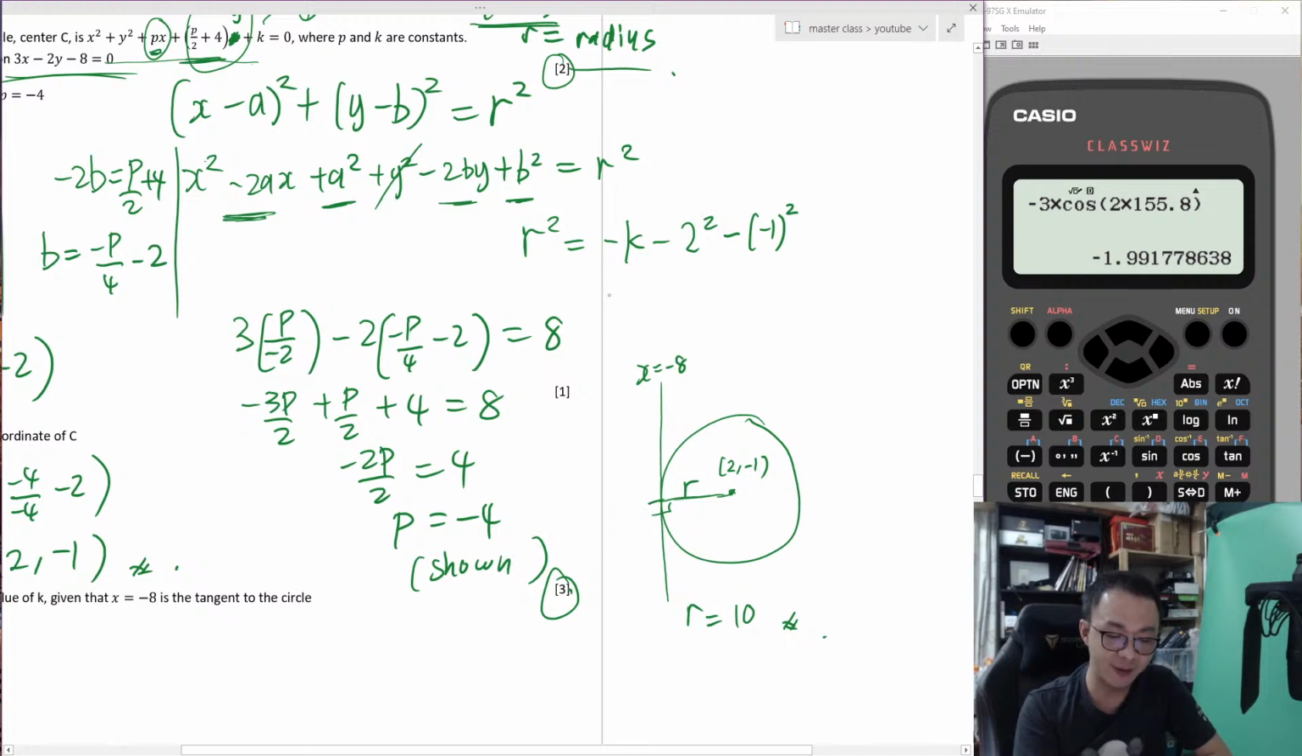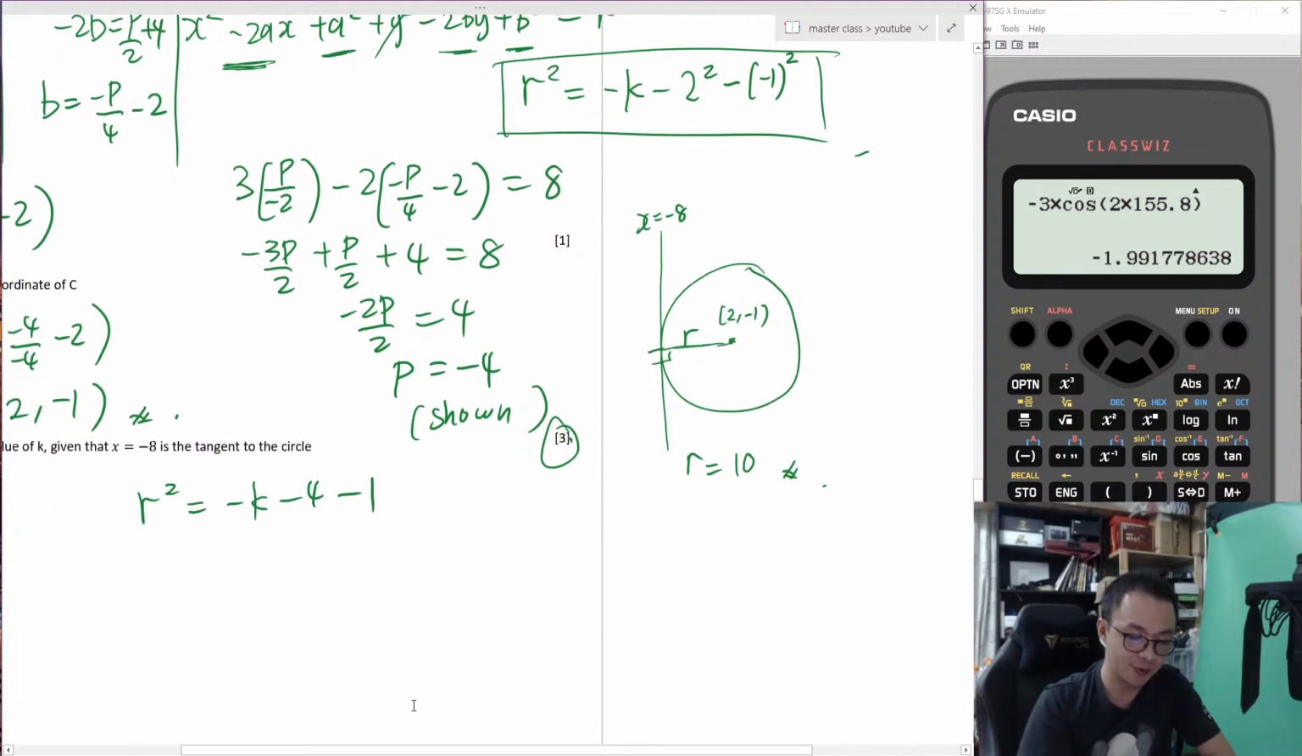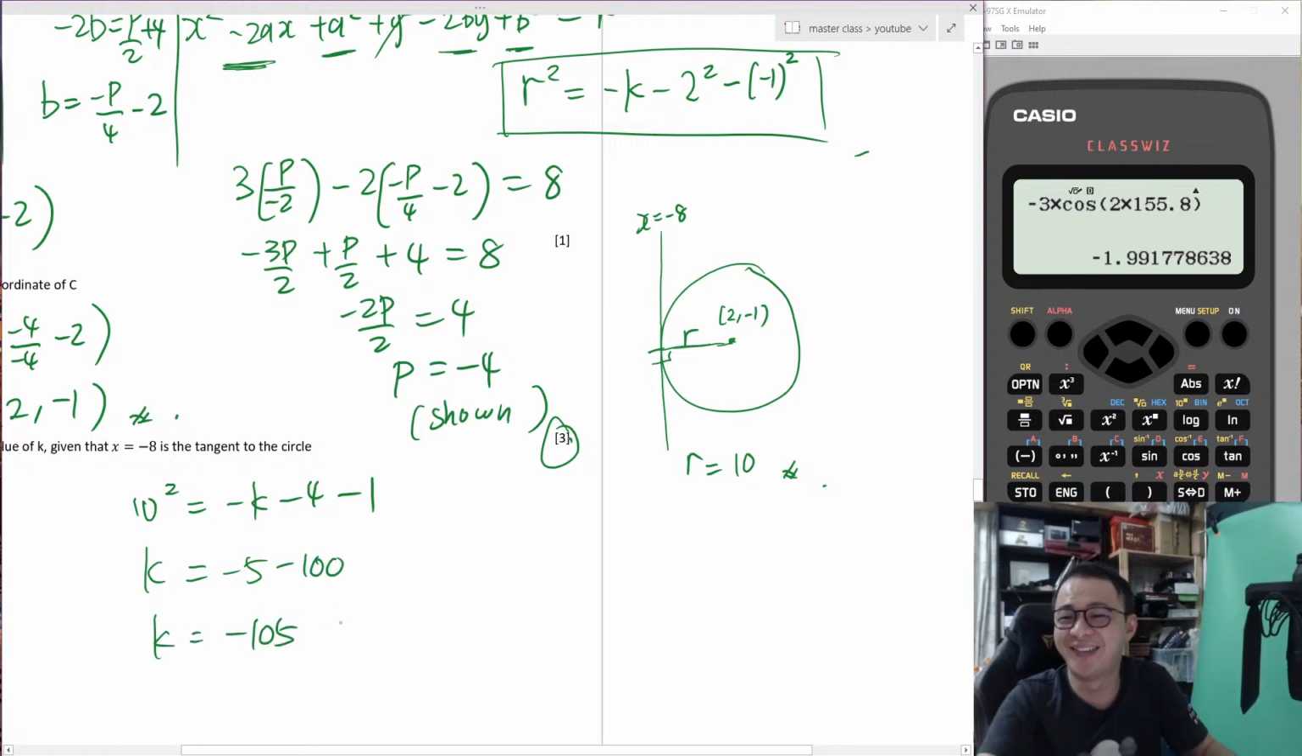So therefore I have, a bit messy, huh? I copy it down. My r square equals to negative k minus 4 minus 1. So this is 10 square. So k will equal to 100. Is it negative? This is negative 5. Negative 5 minus 100. Negative 105. Is that correct?